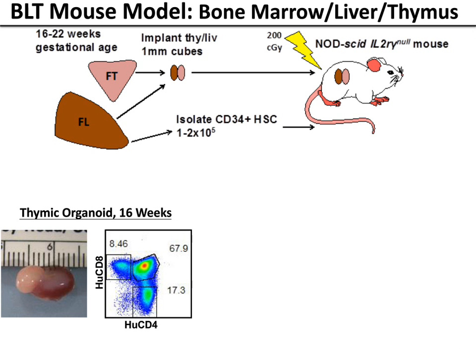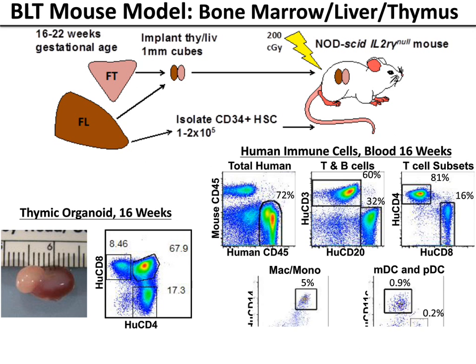At 16 weeks post-engraftment, remember we started with 1 millimeter fragments. We now have a substantially growing thymic organoid under the kidney capsule of these animals that can support human T cell development, and that's evident in the FACS plot to the right of that, where we have both double negative for CD4 and CD8, double positive cells, and the classical single positive cells that's characteristic of thymus development, of T cell development within the thymus.